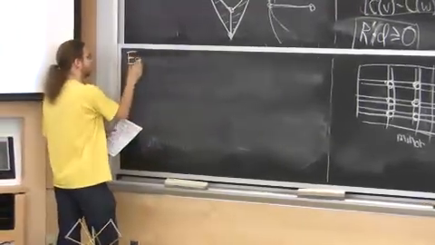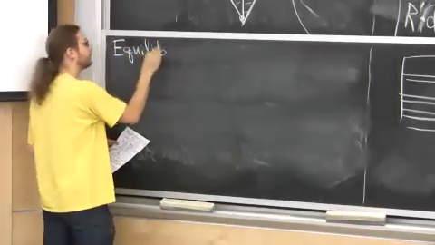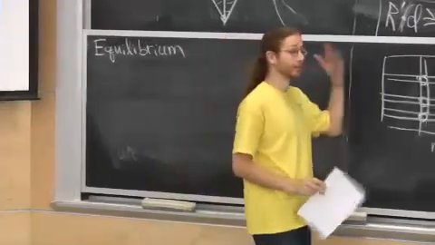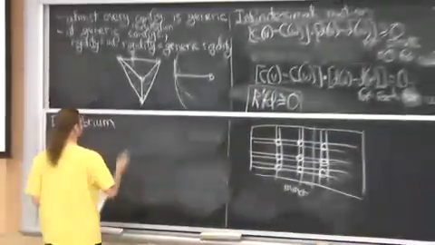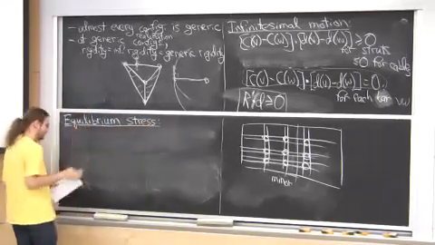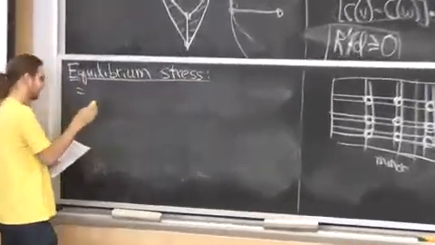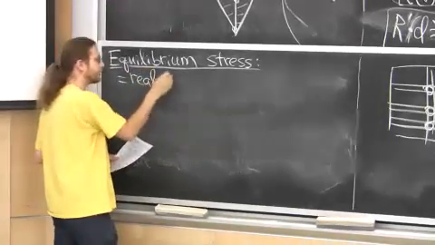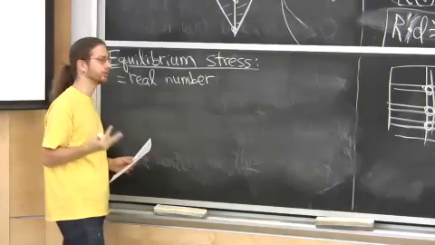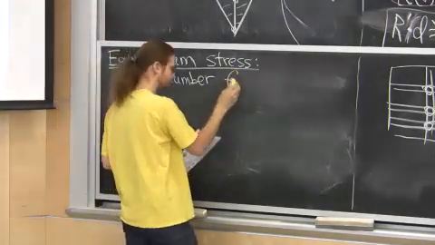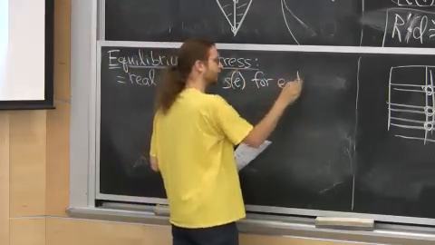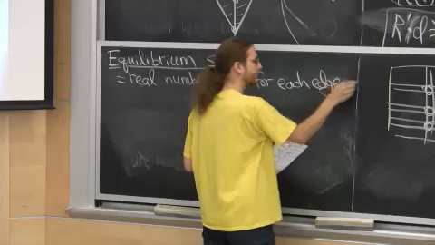So the dual notion, essentially what prevents you from solving that system, in other words, what makes something rigid, is something called an equilibrium stress. So stress for me is just a real number assigned to every edge. And here I'm going to use the word edge to mean bar, strut, or cable. So a real number S of E for each edge E.